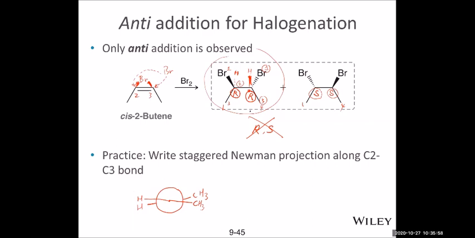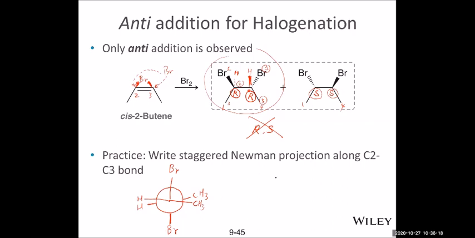Now we add a bromine. Adding a bromine means one bromine adds to here. Since it's anti, the other bromine adds on the down position, because this reaction is an anti-addition. Remember, it's the anti-addition.